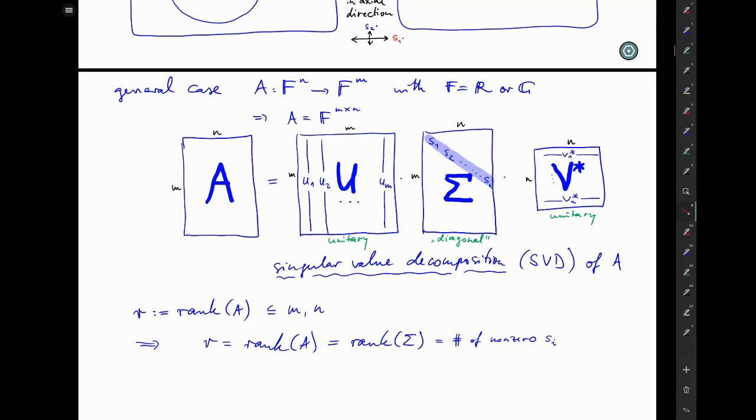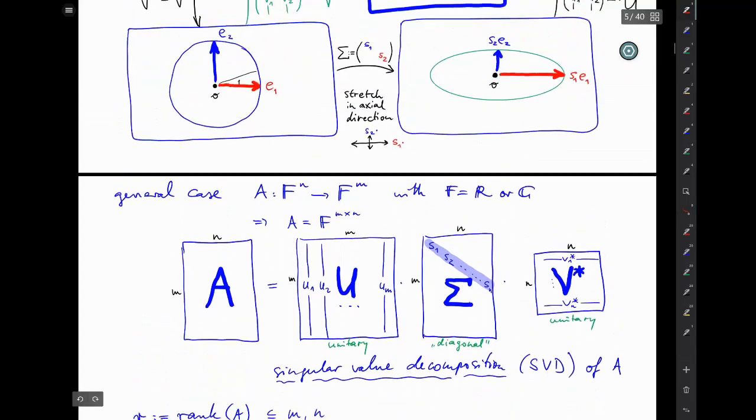Of course, we can always reorder the s's, u's, and v's such that S1, S2 up to Sr are the non-zero ones. And we could even order them so that S1 is the biggest and then comes S2 and so on. So we can always assume that this diagonal starts in the top corner with some non-zero values, and then at some point it ends and all the rest is zero.